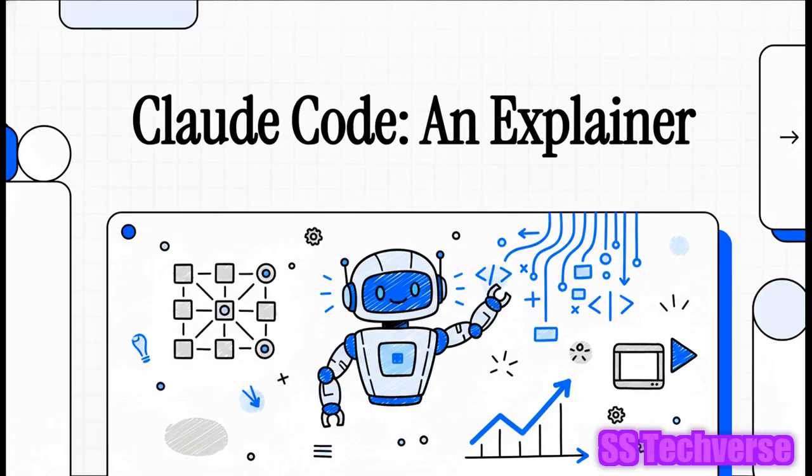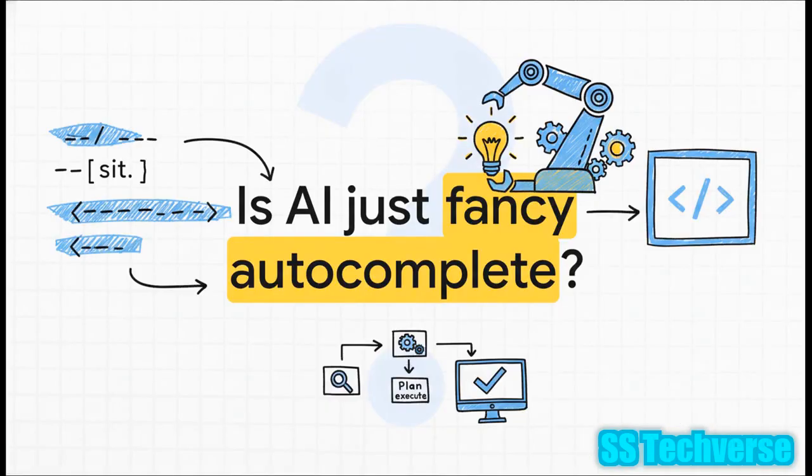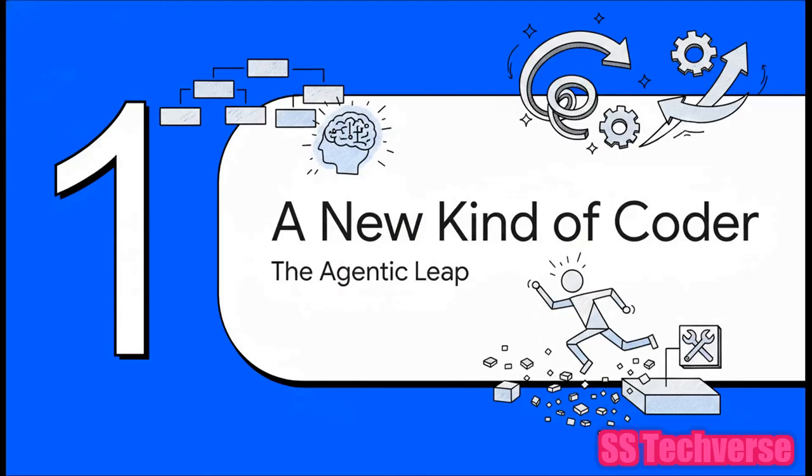the game for developers. You know, for a while now, a lot of people have looked at AI coding assistants and kind of thought, yeah, it's just fancy autocomplete. You know, it suggests the next line of code and that's cool, but that's about it. But what if a tool could do more than just suggest? What if it could actually do the work for you? And that question brings us right to our first section.